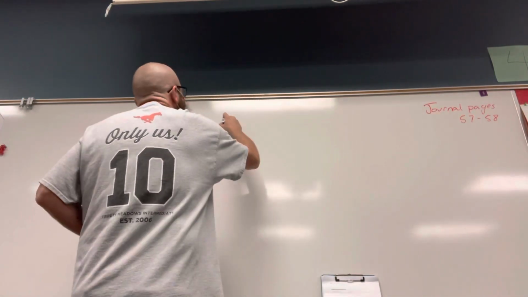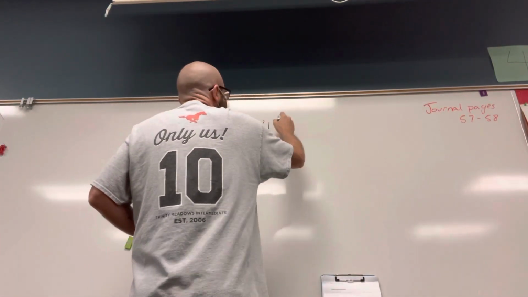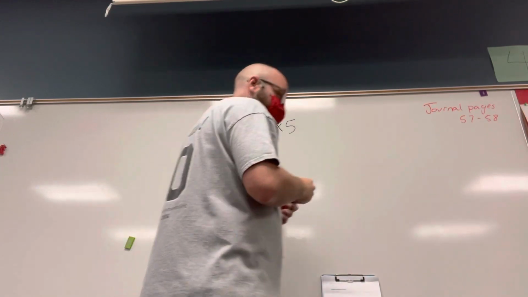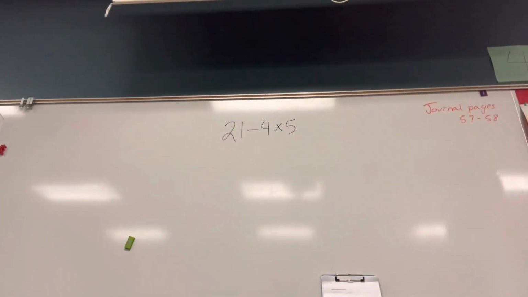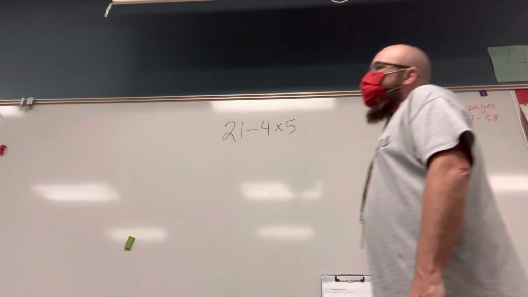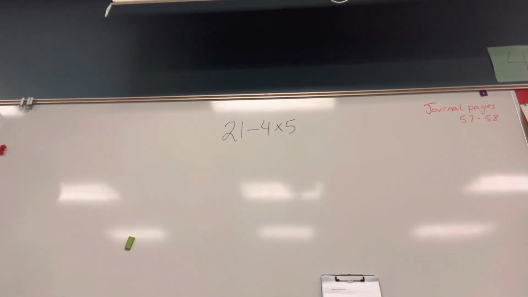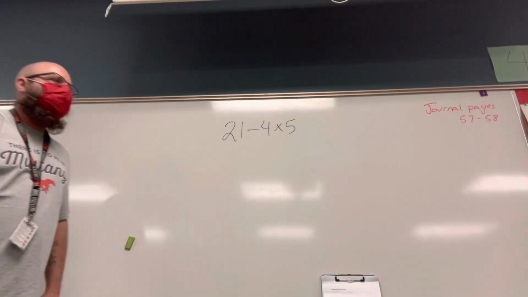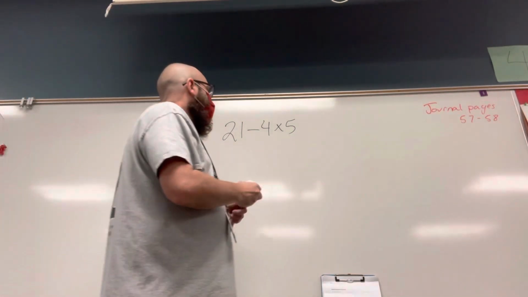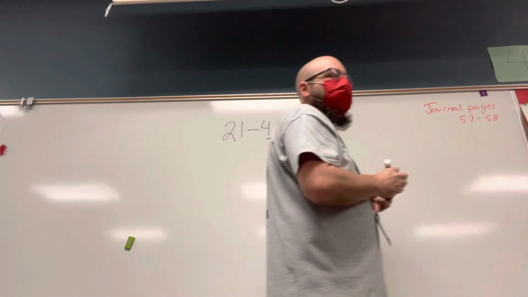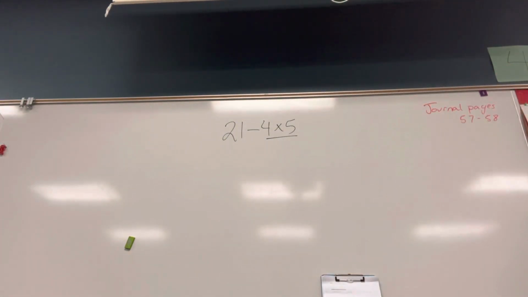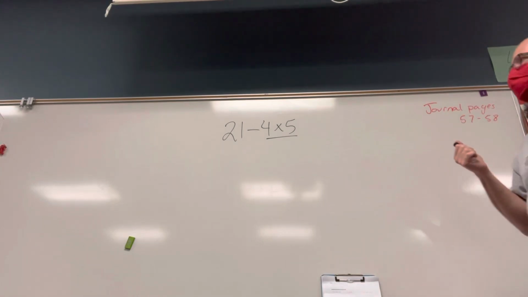We have 21 minus 4 times 5. Denia, are there any grouping symbols? Denia, are there any exponents? Again, we don't do exponents in 5th grade. Denia, are there any multiplication or division? How many? 1. So we do our 1. We don't have to go from left to right because there is only 1. Denia, what is 4 times 5? 20.